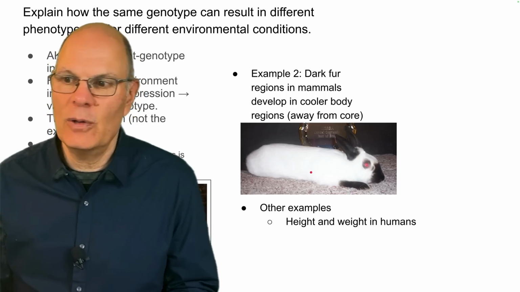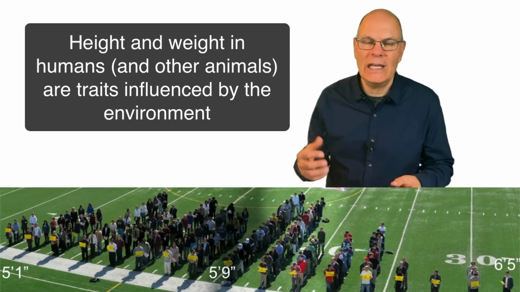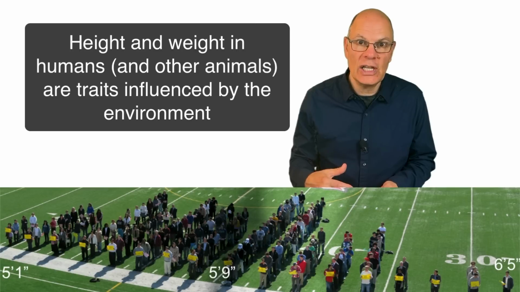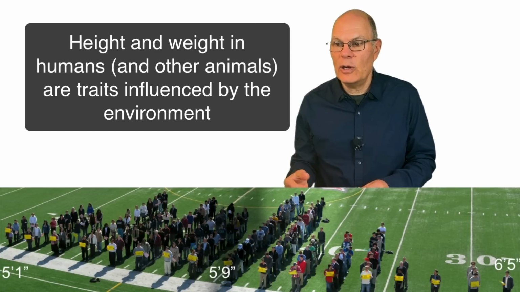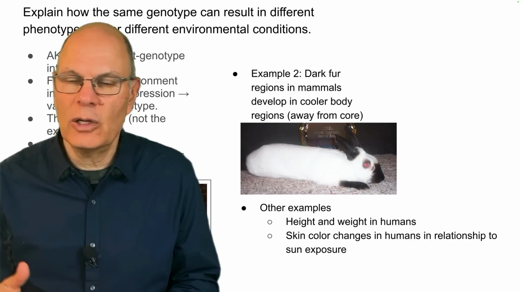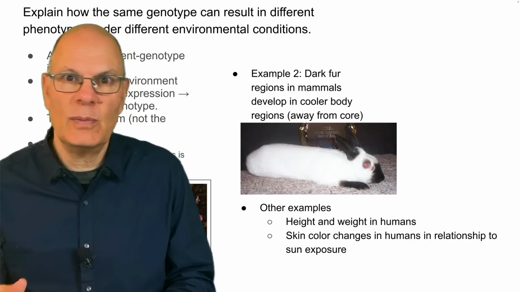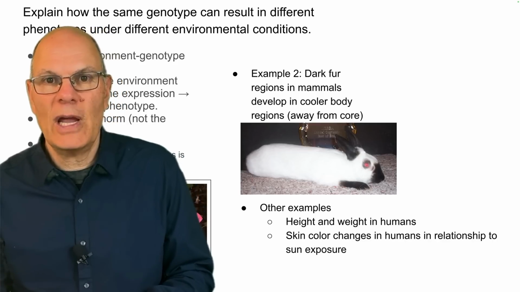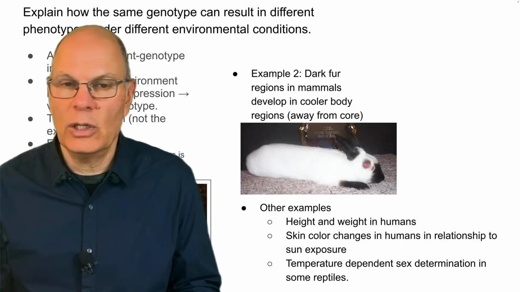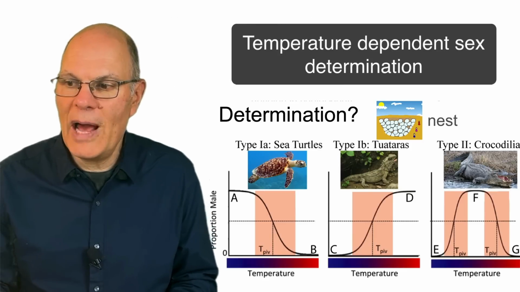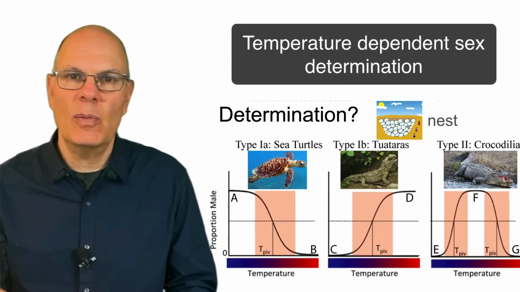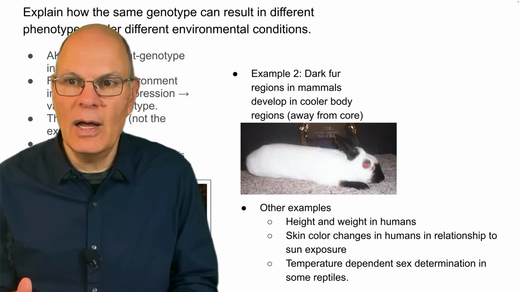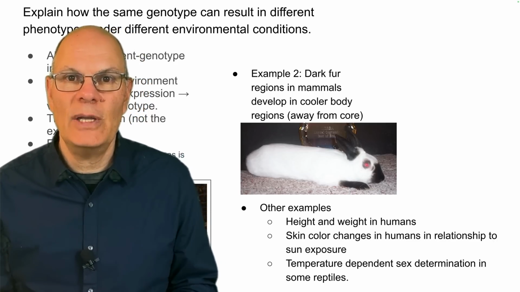There are many other examples. Height and weight in humans is caused by an interaction between the genes that someone inherits and the environment that they're in. The way that your skin color can change in relationship to the amount of sun that you're exposed to. That is genes being expressed in relationship to environmental cues. We talked earlier about how sex is determined by temperature in certain reptiles. Another example of environment-genotype interaction.